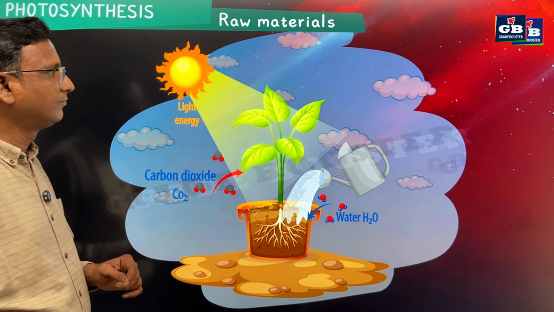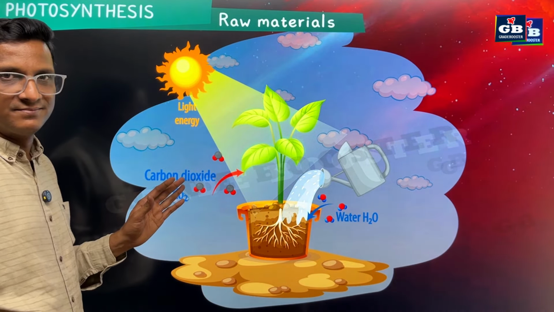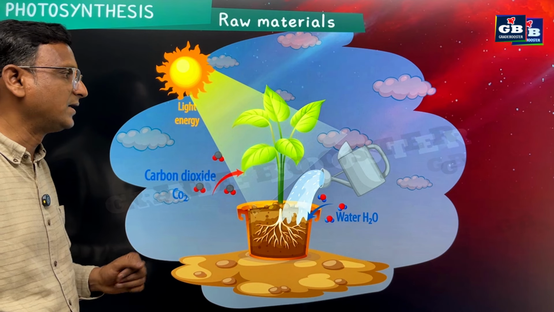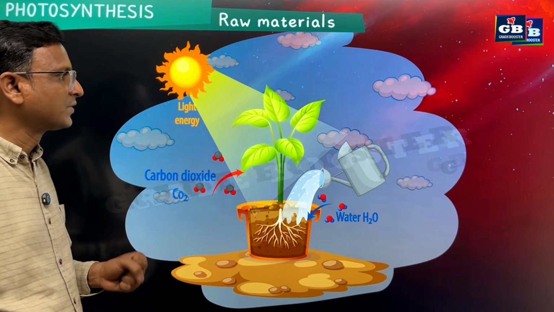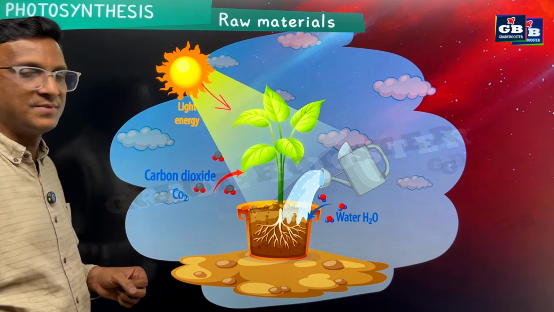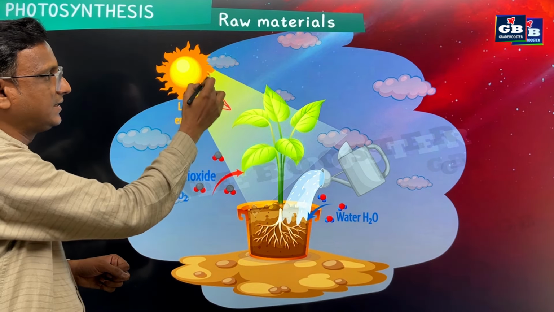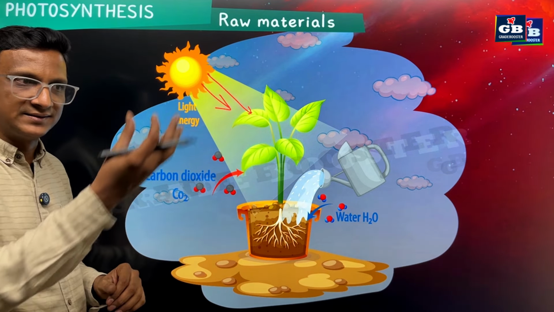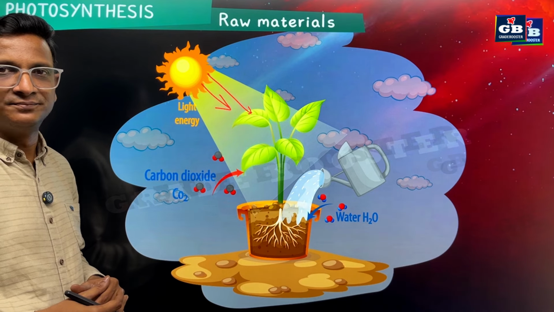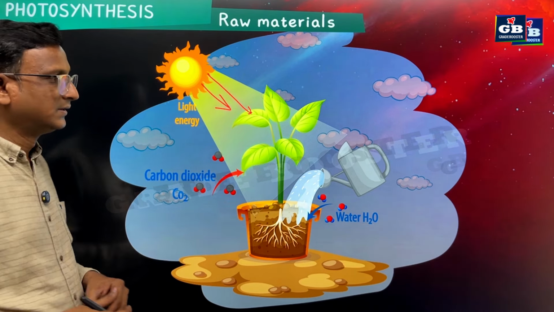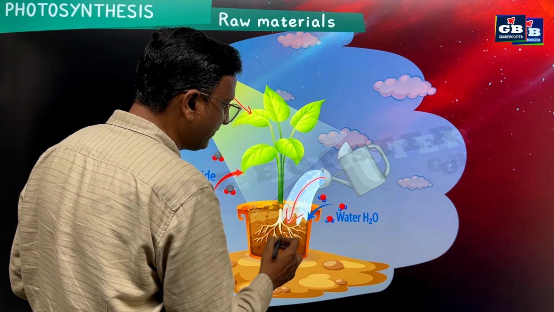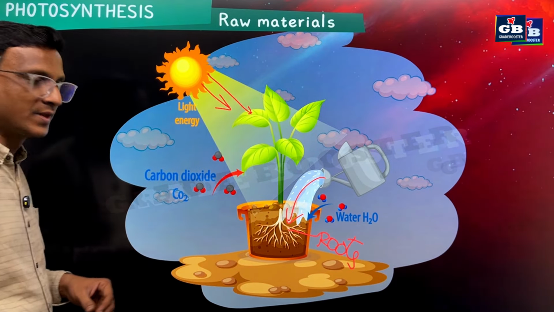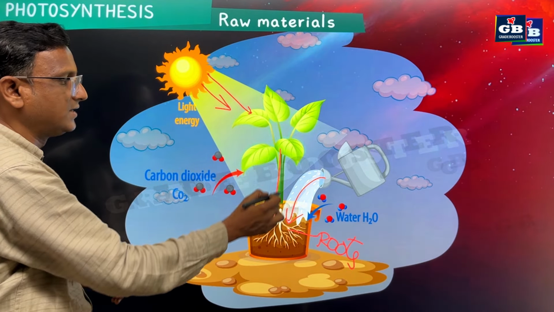So now let us see what are the different sources of the raw materials or reactants to the plant. How do plants get their raw materials? Sunlight is available. When the sunlight strikes the surface of the leaf, it is directly absorbed and penetrates into the leaf. Whereas the water is given to the roots. Through roots, water enters into the plant's body.